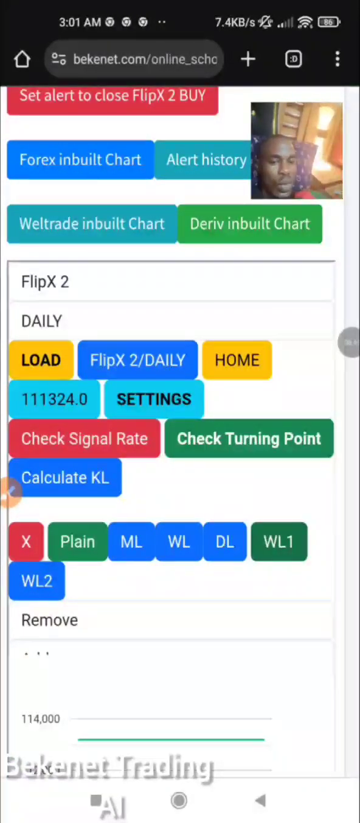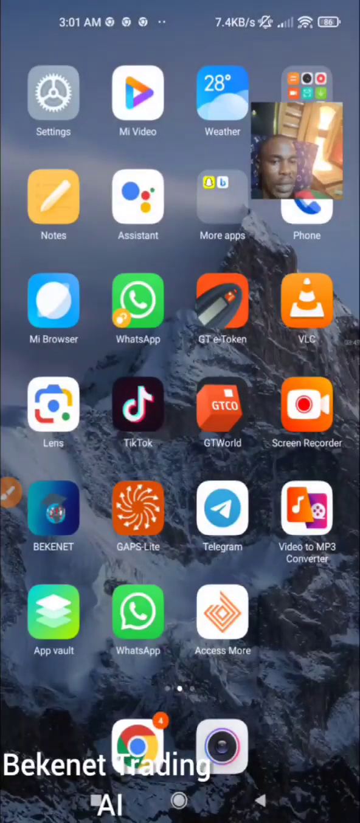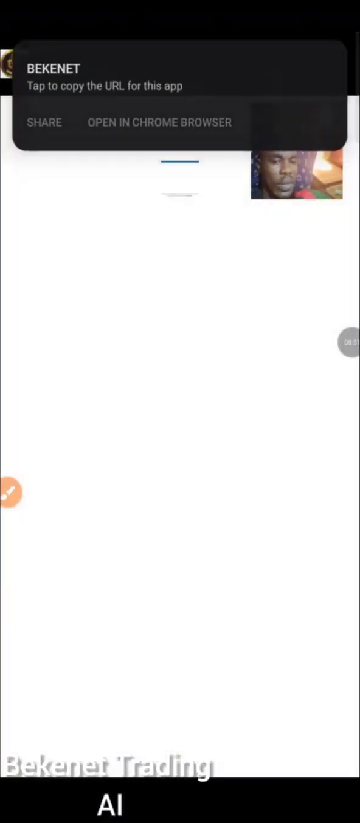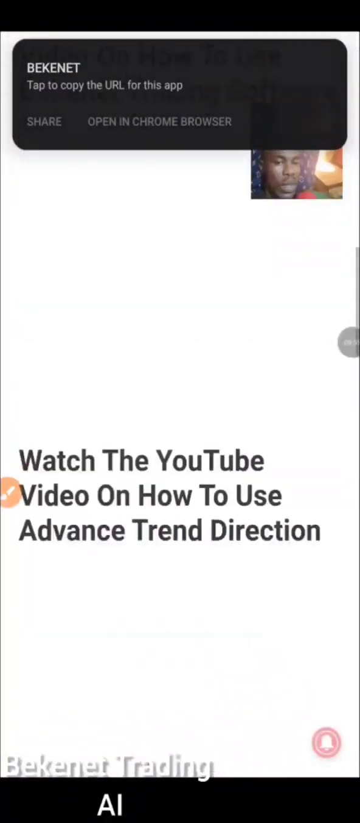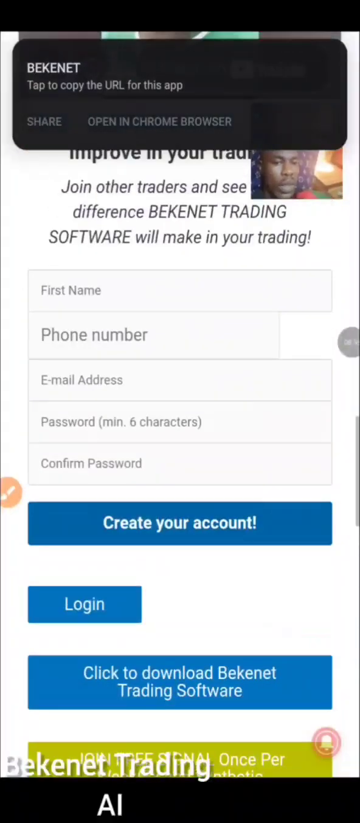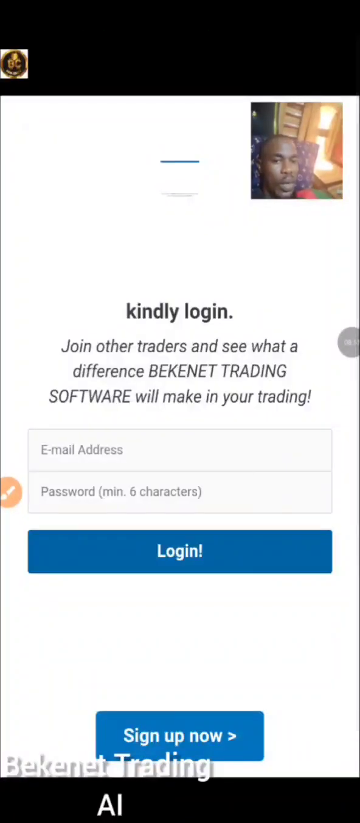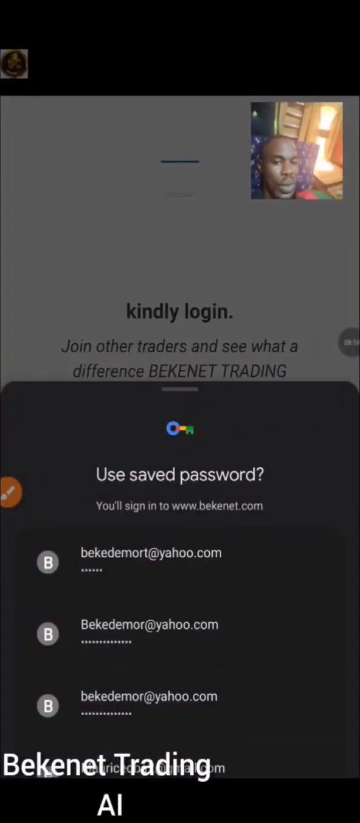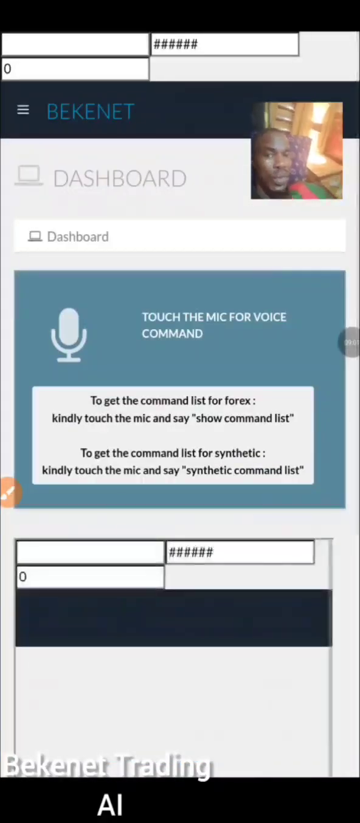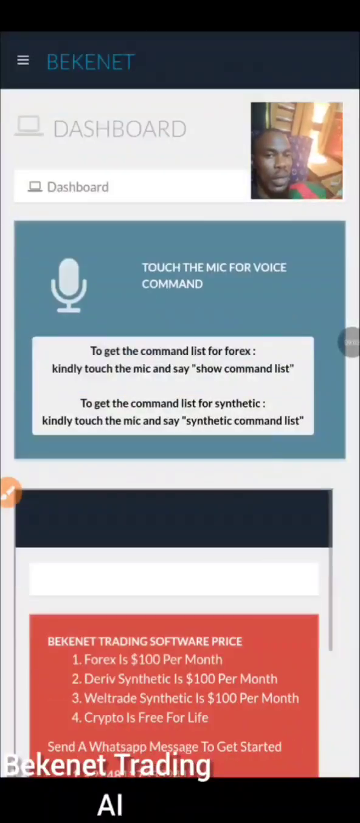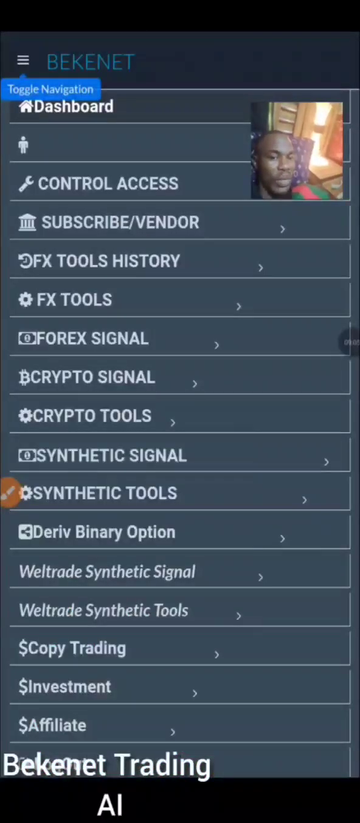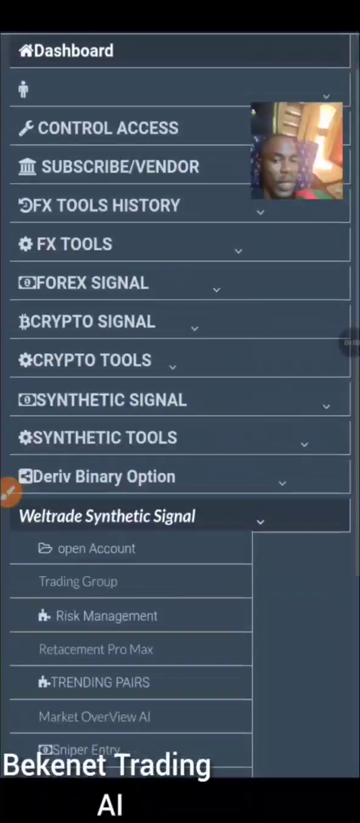Let's go to the risk management side. I didn't show you that. The risk management, let me just show you immediately what you need to do, how you need to know the right lot size to use. That's why Bekenet Trading Software is what you need. All I need to do now is click on it. It's available for forex, available for the trade. So I'm just going to click it.